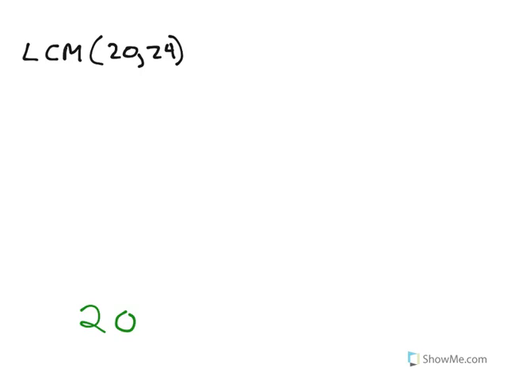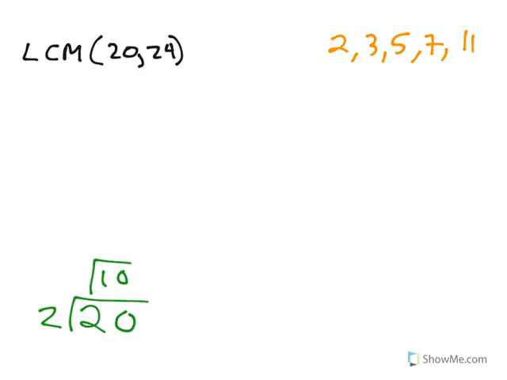Okay, I'm going to write my numbers at the top: 2, 3, 5, 7, 11. Okay, well, 2 goes into 20 10 times. 2 goes into 10 5 times, which means the prime factors of 20 are 2 times 2 times 5.